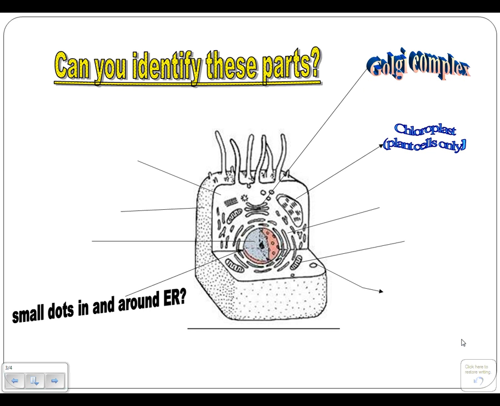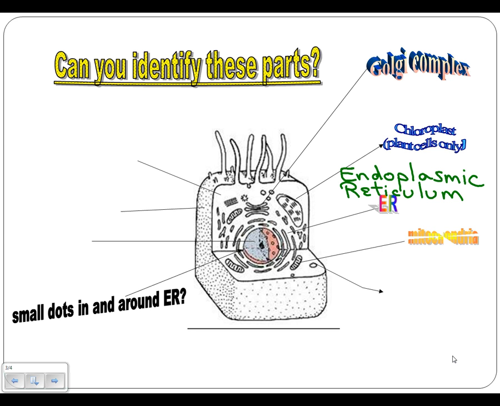And then we have our chloroplast. And remember, those are only found in plant cells. And our ER. And we know that ER is short for endoplasmic reticulum. And looking at the ER there, if there are no dots on there, meaning no ribosomes, then that would be smooth ER. Here we have our mitochondria and our lysosomes. Remember, those are only found in animal cells.